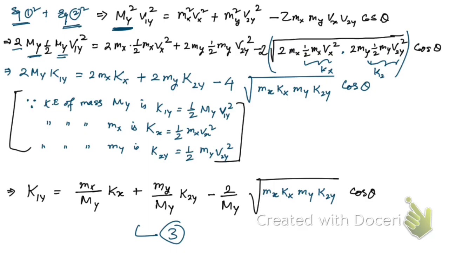Now you see one more thing: this 2 into 2 is 4, and the square root of 4 is 2. Then this 2 into this 2 becomes 4 here. That's it. Hope you have understood this. So I have mentioned the kinetic energy terms here, and from here we can obtain the kinetic energy k1y is equal to this. Now let me go to the next slide.